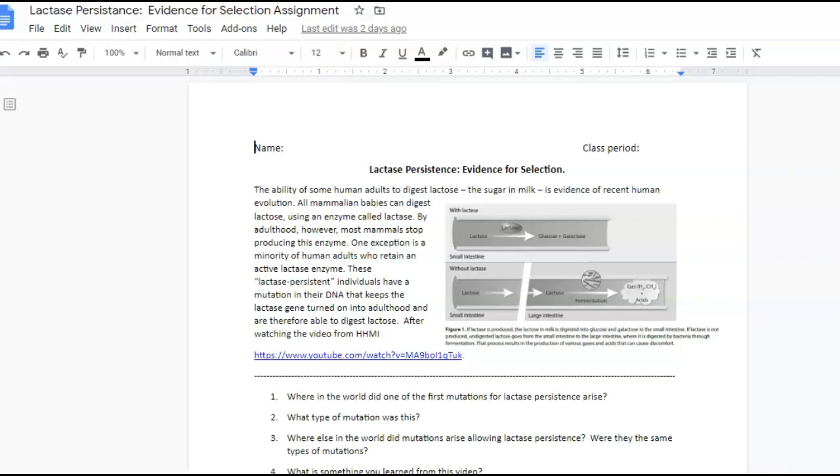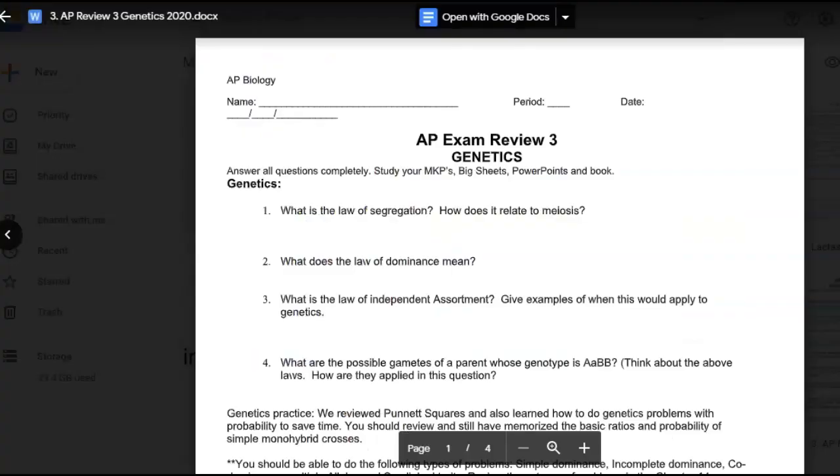Also, I'm going to ask you to work on AP Review Guide 3, which will be posted as well. So by next week, you'll have the lactase activity due, and you'll have AP Review Guide 3 due. And then on Monday, I will post the videos for our next topic on cladograms, which we'll watch by class on Thursday.